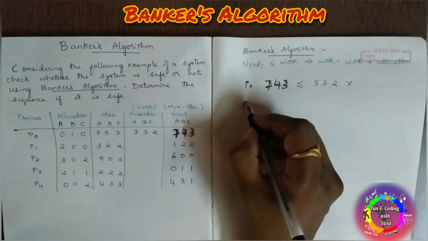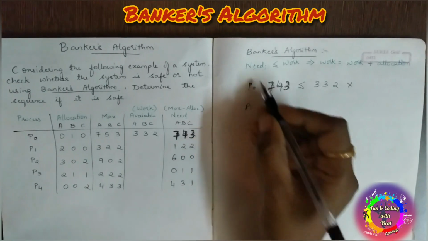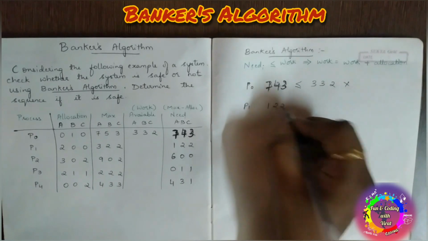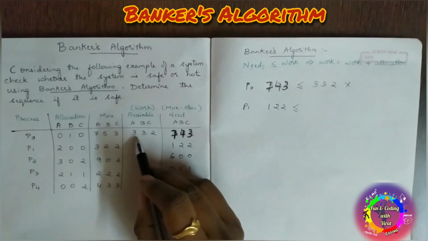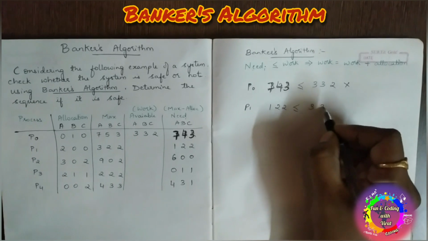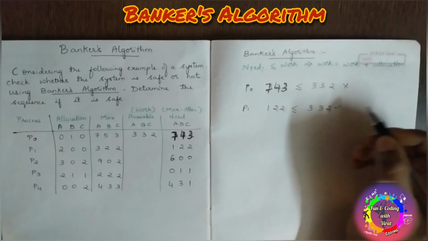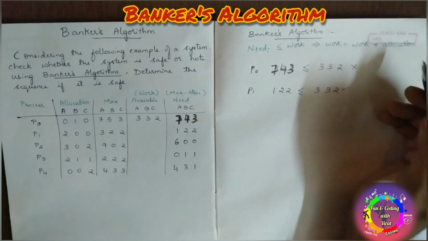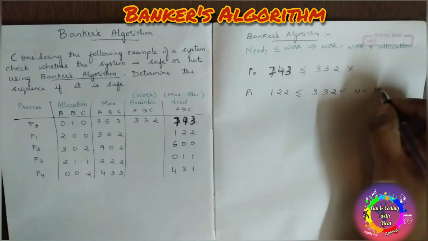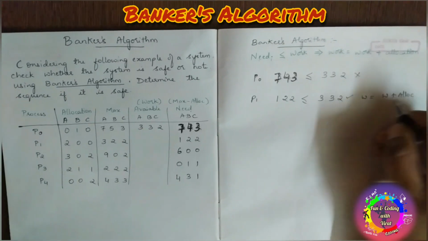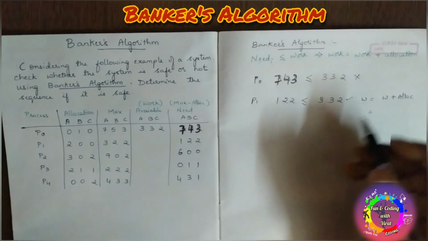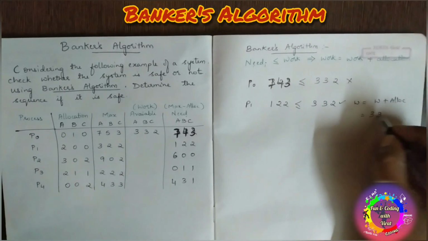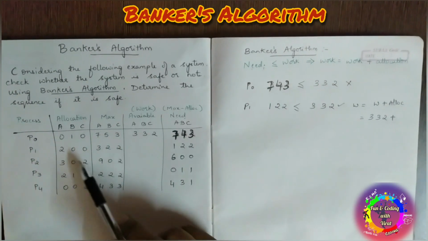Now we'll move on to the P1 process. For P1, what is the need of P1? 1, 2, 2. 1, 2, 2 is less than or equal to the work, that is 3, 3, 2. Yes, this satisfies. Now, after this satisfies, you have to calculate the work by using this formula: work is equal to work plus allocation. What is the work? Work is nothing but this value 3, 3, 2, plus what is the allocation value?